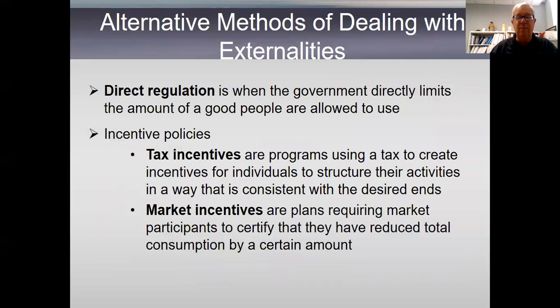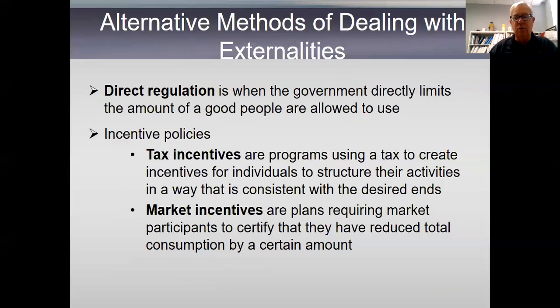Now, how could the government go about doing that? Well, for one thing, they could have what is referred to as direct regulation. They could simply pass some laws that directly limit the amount of a good that people are allowed to use, or they can use some tax incentive programs to try to offer a carrot to firms to not do the kinds of activities that are creating the negative externality.